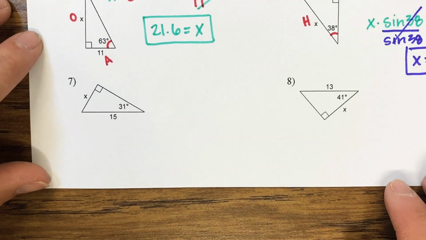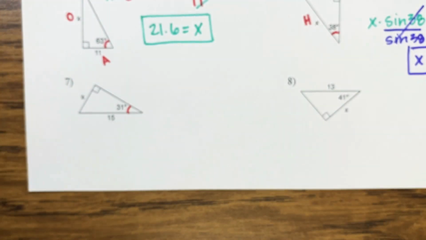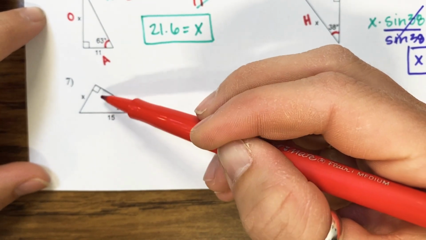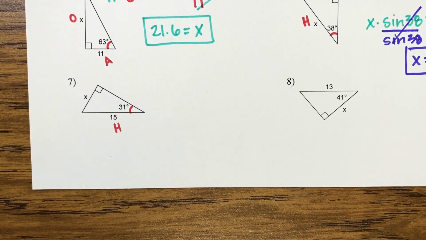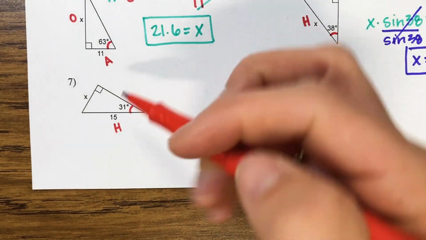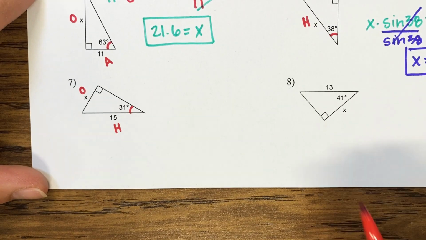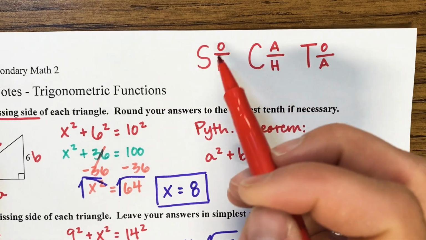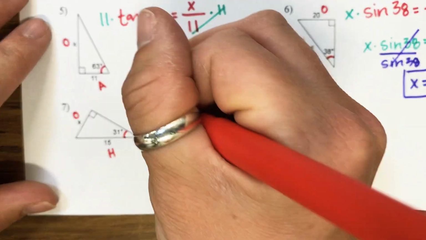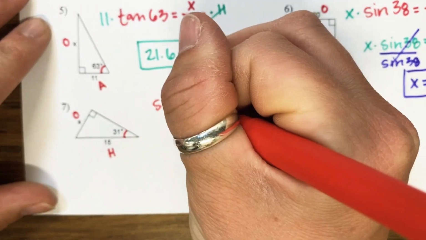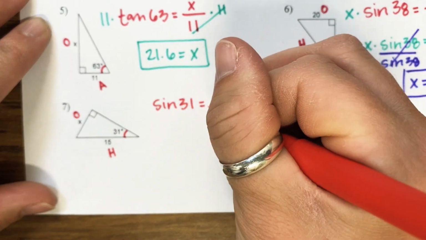Okay, let's look at 7. What angle does it give us on number 7? So we have 31. Okay, so I see that 15 is across from that right angle, so we know that's automatically hypotenuse. And then x is on the opposite side from my angle, so opposite. So again, what function are we using with opposite and hypotenuse? Sine, okay? So we're going to set this up, sine of 31 equals opposite, x, over hypotenuse, 15.